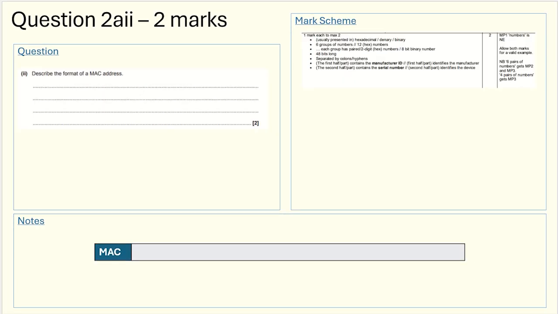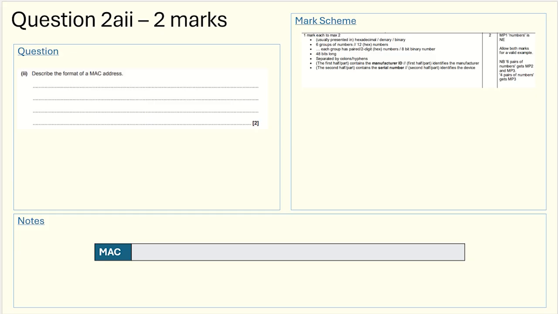Okay, question 2AII is worth 2 marks, and now we're being asked to describe the format of a MAC address. This is where a lot of students were getting confused with that of the previous question. You've got IP version 4 and IP version 6 in the previous question, and students look at IP version 4 and think, all right, it's in 4 groups, therefore IP version 6 needs to be in 6 groups, which is not the case. IP version 6 is in 8 groups, and it's the MAC address that's actually in the 6 groups.